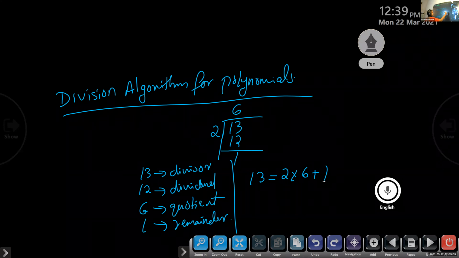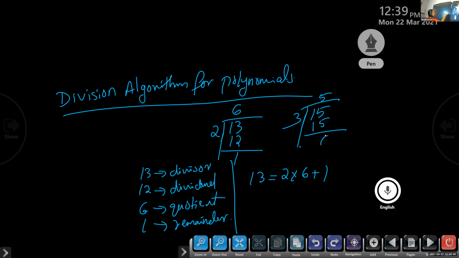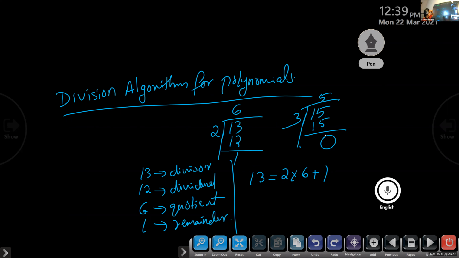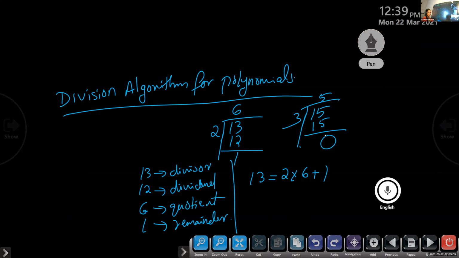Okay. When we divide 15 by 3, what will happen? The remainder will be 0. Sometimes the remainder will be 0. If all of you listen to the board, no need to write this. When we divide 15 by 3, we get quotient as 5. That is, 3 into 5 is 15, and the remainder is 0.